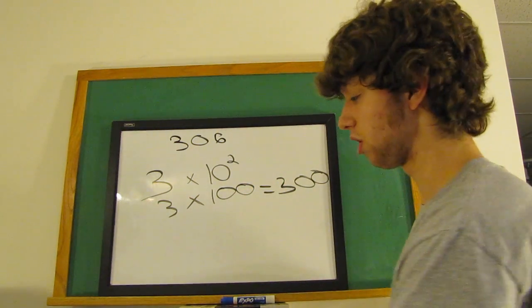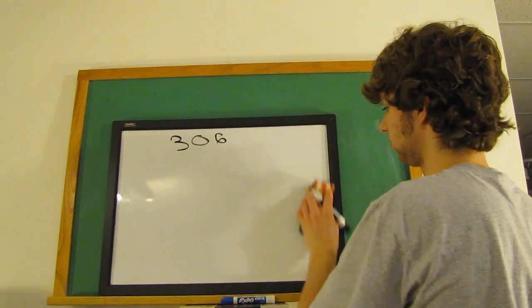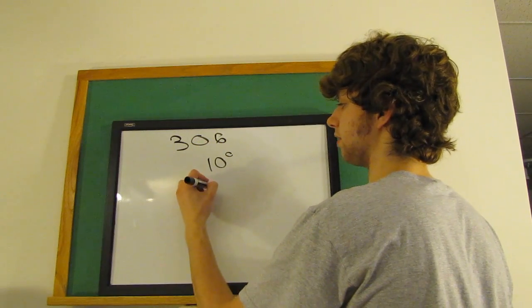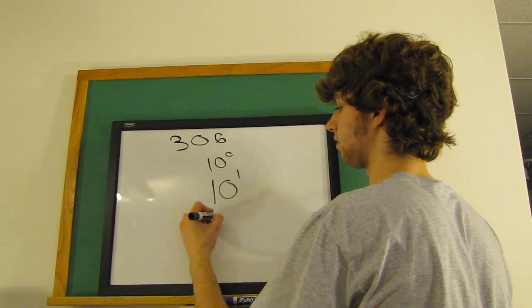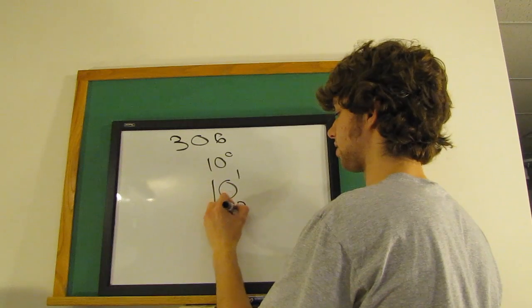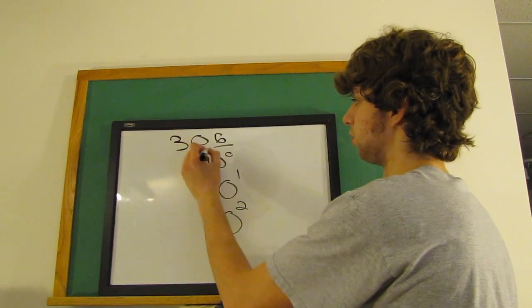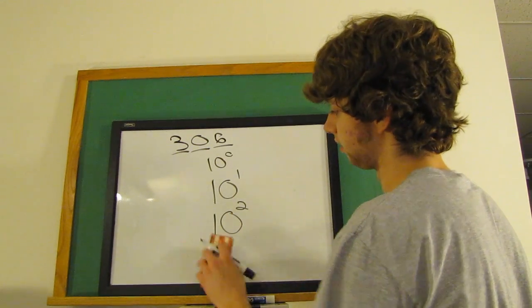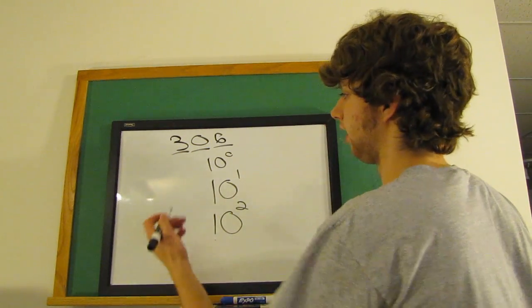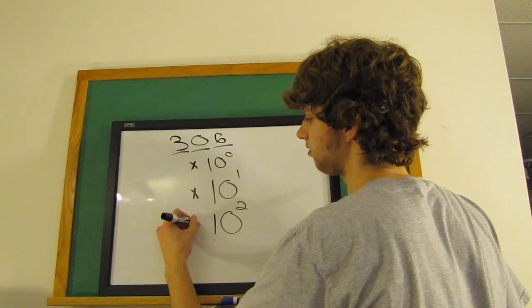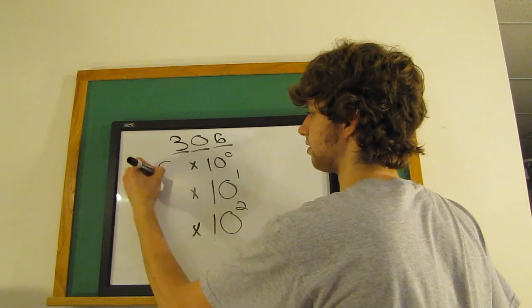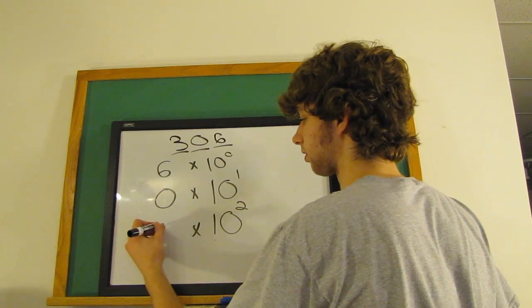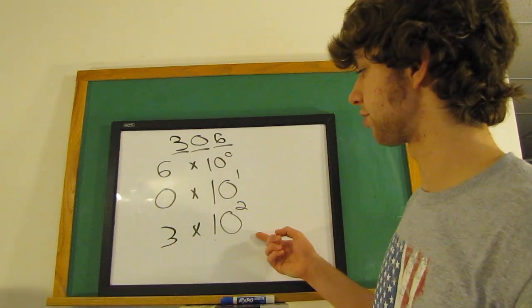So now let's put all of this together. We have 6, which is 10 to the 0. We have the 0, which is 10 to the 1. And we have the 3, which is 10 to the 2nd. That's the place. So ones place, tens place, hundreds place. Alright, so now this is what we have. And then we multiply this by how many we have in each group. So we have 6 for the ones place, 0 for the tens place, and 3 for the hundreds place.